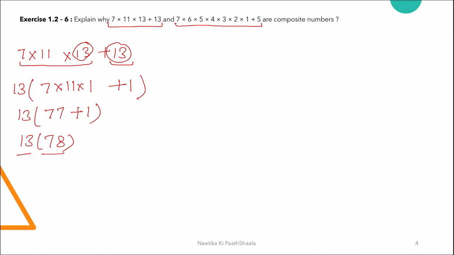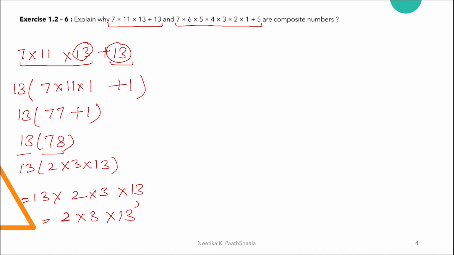अब हम 78 के फैक्टर्स निकालेंगे. तो अब हमें 78 को एज अ प्रोडक्ट ऑफ प्राइम्स रिप्रेजेंट करना है. तो अगर आप इसके फैक्टर्स निकालेंगे तो you will get 2 into 3 into 13. Okay, now this whole equation would be 13 into 2 into 3 into 13, which if we write in ascending order is 2 into 3 into 13 raised to power 2. अब इसी इक्वेशन से आपको पता चल रहा है that it is having more than 2 factors, right? 2 है, 3 है, 13 है, 3 factors are there for it. So that means it is a composite number.